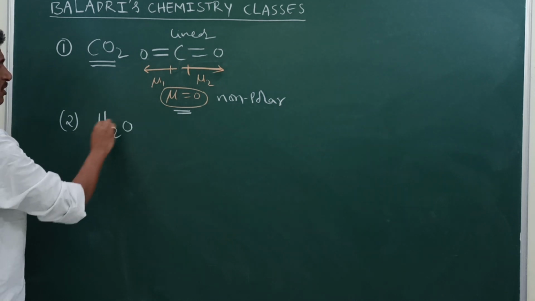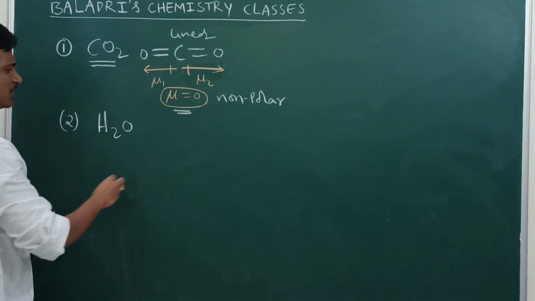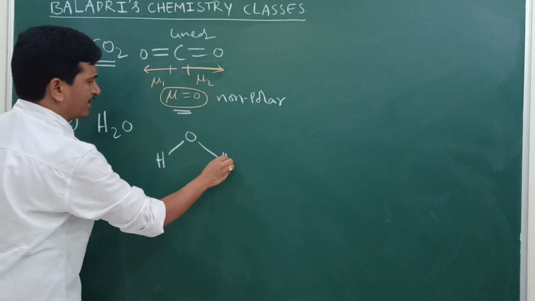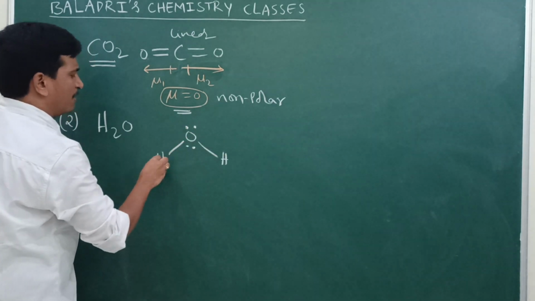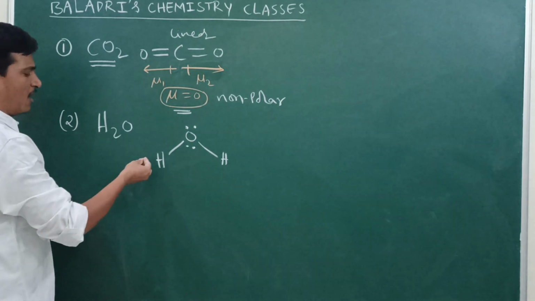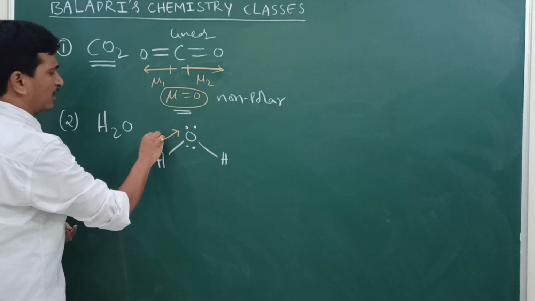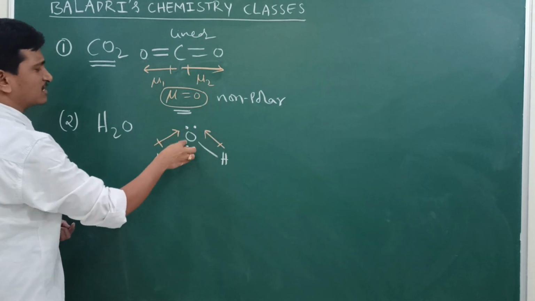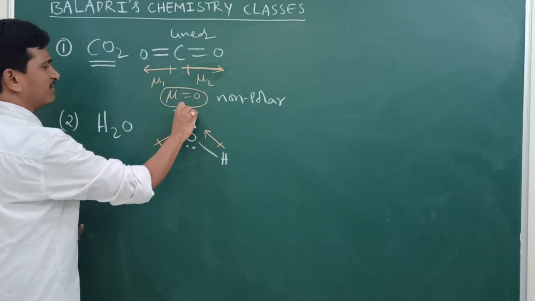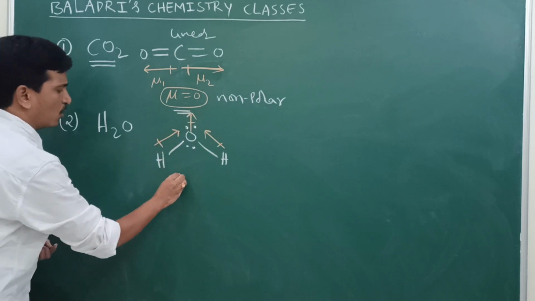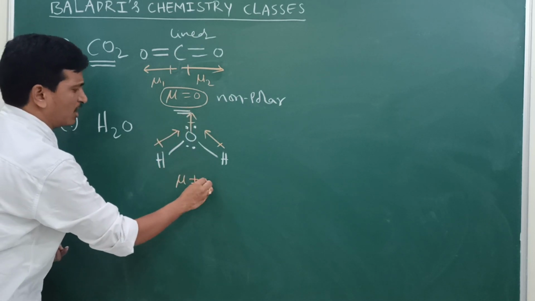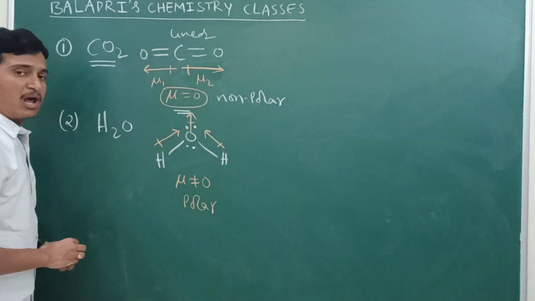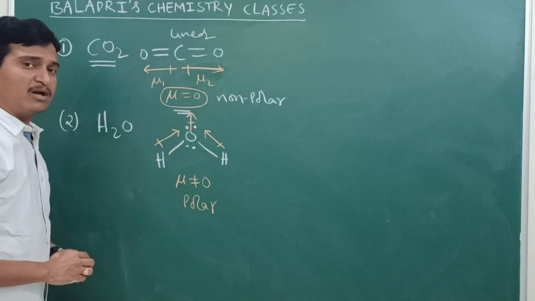Next, take a second molecule. I am taking the water molecule. We need to know the shape of the water molecule. The water molecule has an angular shape, and here oxygen contains two lone pairs. Between hydrogen and oxygen, oxygen is more electronegative, so the dipole moment vectors will be towards oxygen. Both vectors are towards oxygen, so the resulting vector increases. The overall dipole moment of the water molecule is not equal to 0, so the water molecule is a polar molecule.